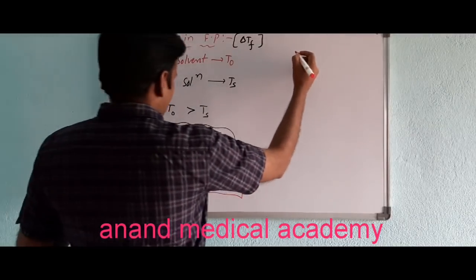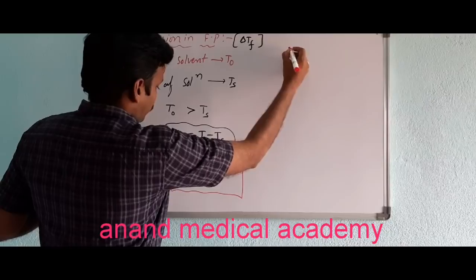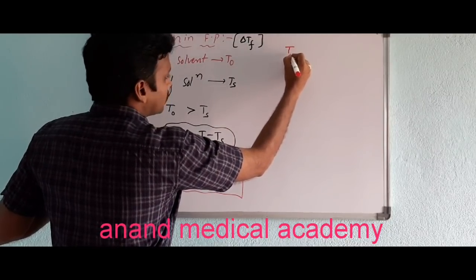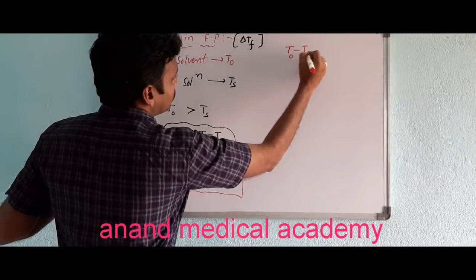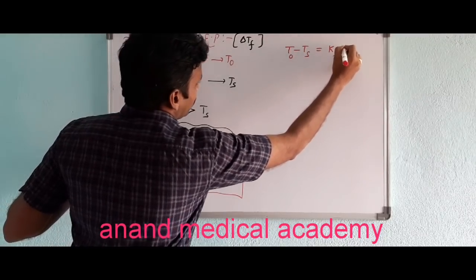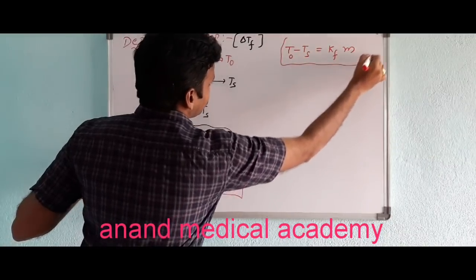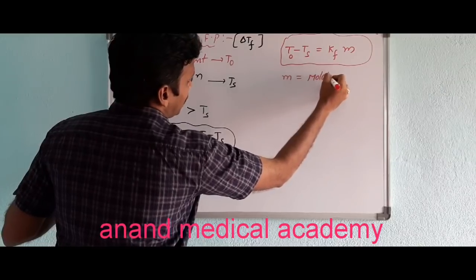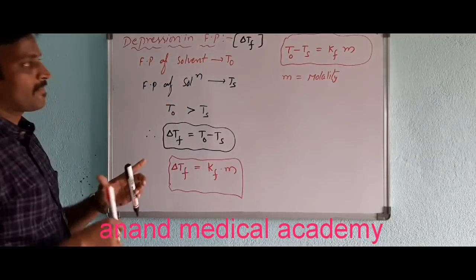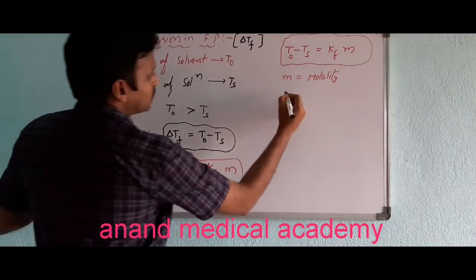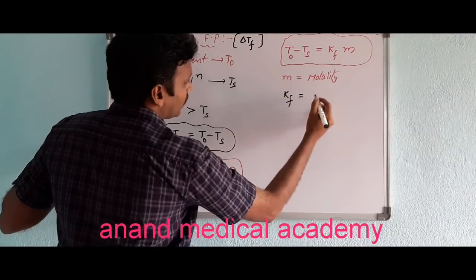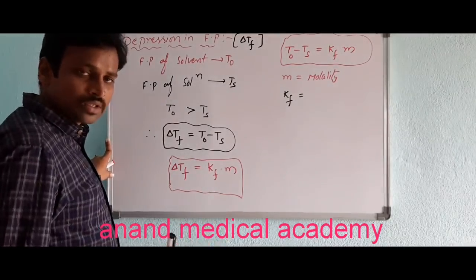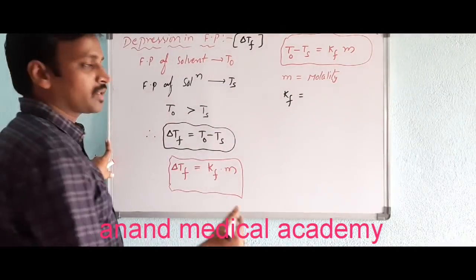What is delta Tf? I already gave it as T0 minus Ts. So the same formula I can write like this: T0 minus Ts is equal to Kf into m. What exactly is m? Everybody knows, that is molality. And what is Kf? I said Kb is the molal elevation constant. Here Kf is the molal depression constant.